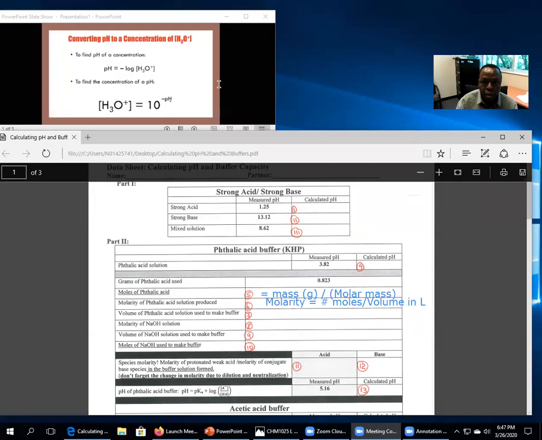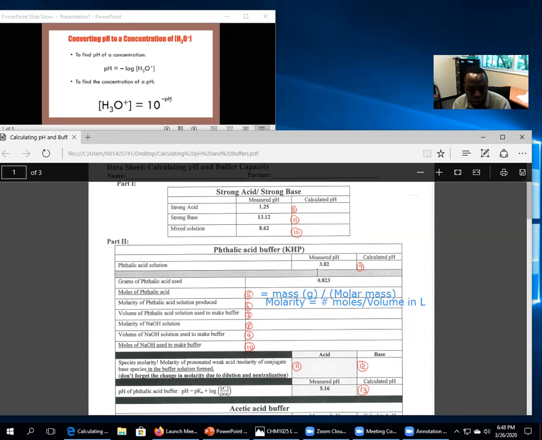Remember, a buffer solution is made up of a weak acid and its conjugate base. So we started by preparing just a solution of a weak acid, which in this case is phthalic acid. We want to convert half of it into its conjugate base, and that's why we are adding half the number of moles of NaOH. It will convert that into its conjugate base.